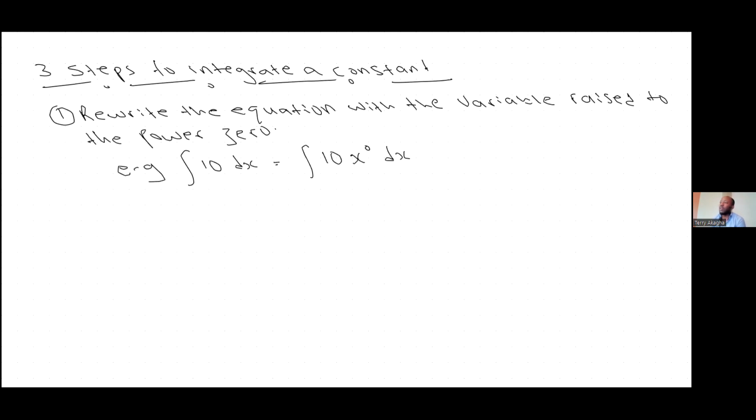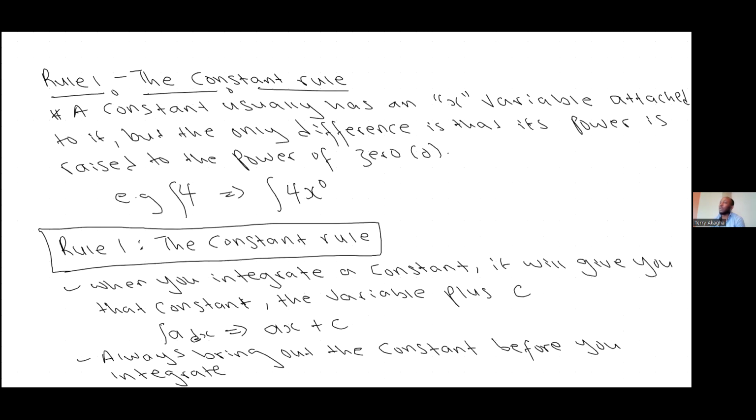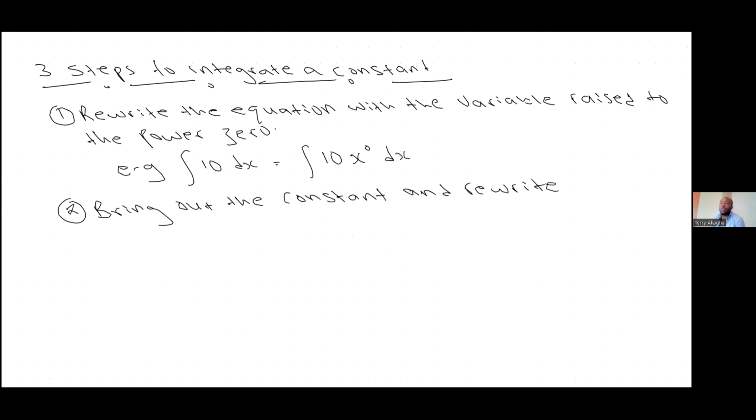Then as usual, the second thing is that you have to bring out the constant and rewrite. Okay? So you can see, I told you here that you have to always bring out the constant before you integrate. So here as well, you have to bring out the constant. So that means when we have integrating 10x to the power 0 in respect to dx, you bring out the 10, there's going to be 10 integrating x to the power 0 dx.